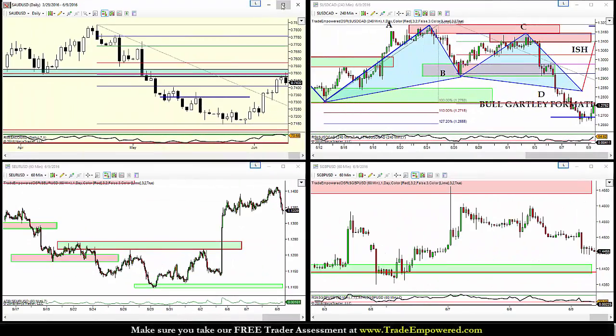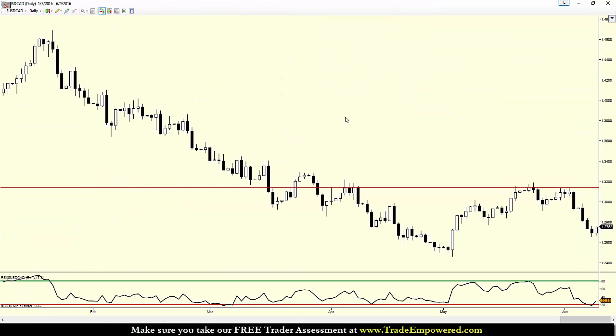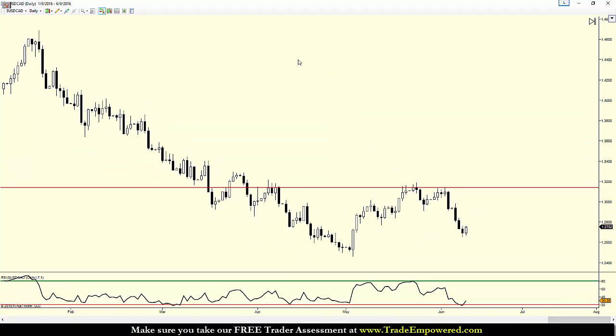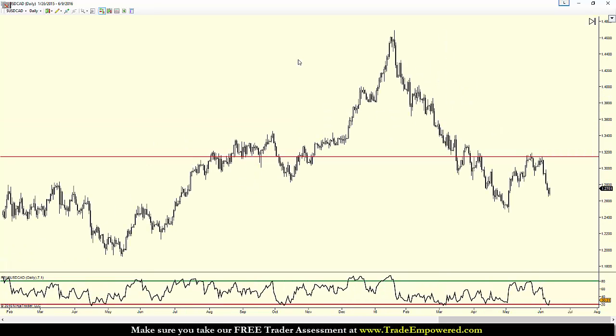Let's start with dollar Canada. That is a pair that is on my radar. Hasn't been the best pair for me as of late, but hey, it is what it is. So let's go through that IPDE process.